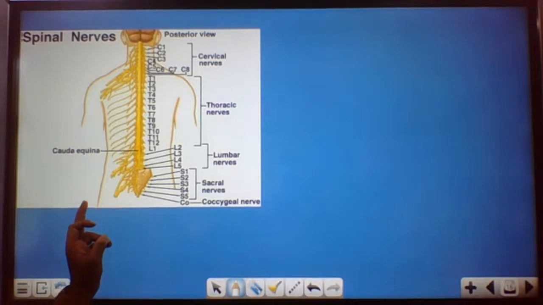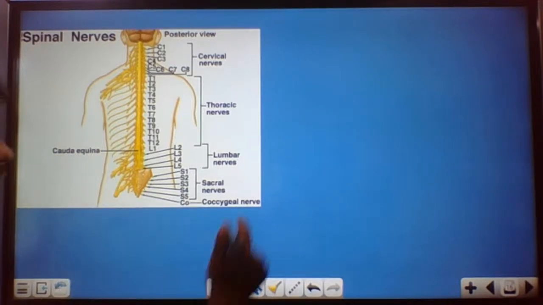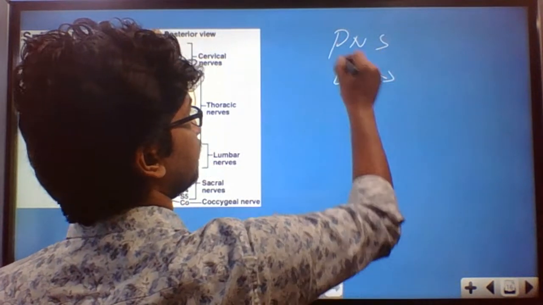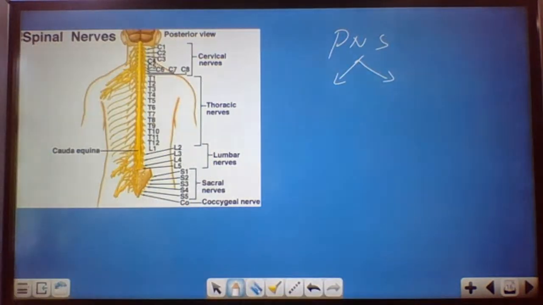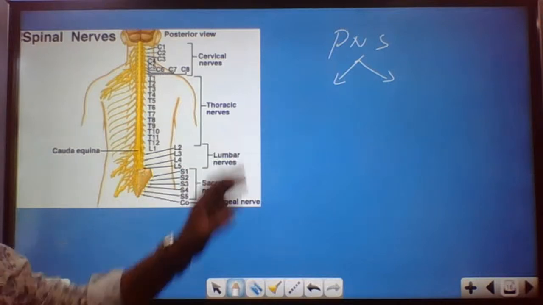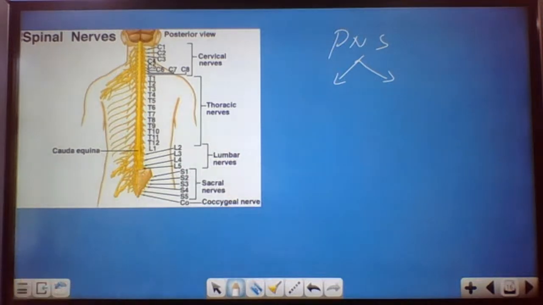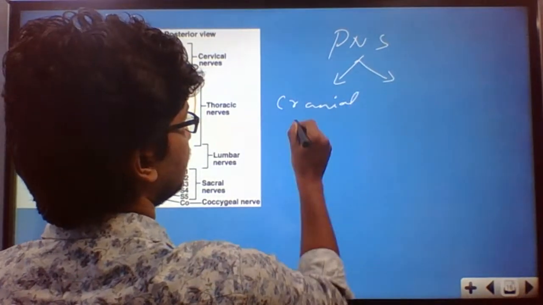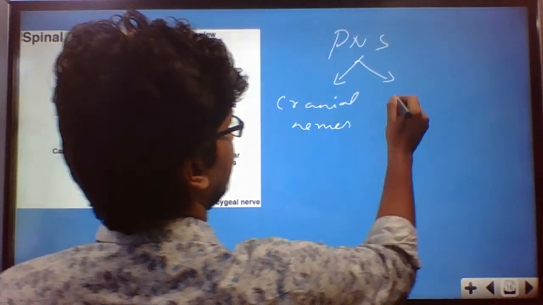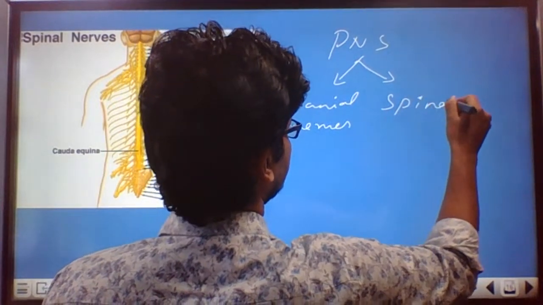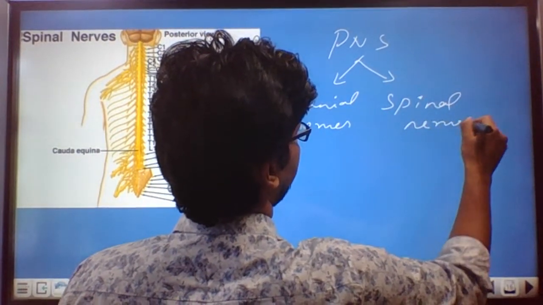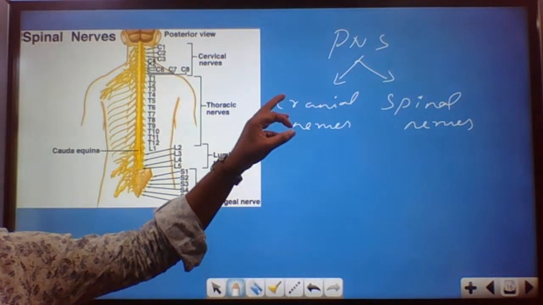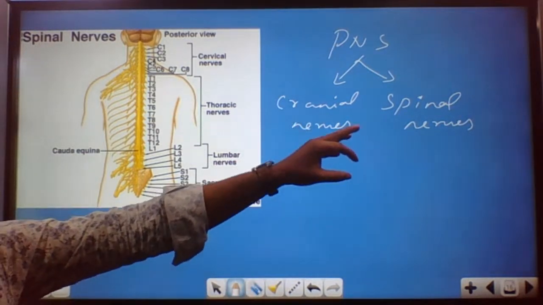Coming to this part, the peripheral nervous system, we have something called spinal nerves here. Simply we call it PNS, which stands for peripheral nervous system. Under the peripheral nervous system, what we're going to discuss is the cranial nerves and the spinal nerves. Often questions come from this part, the cranial nerves. What is the formula for the cranial nerves and what is the formula for the spinal nerves?